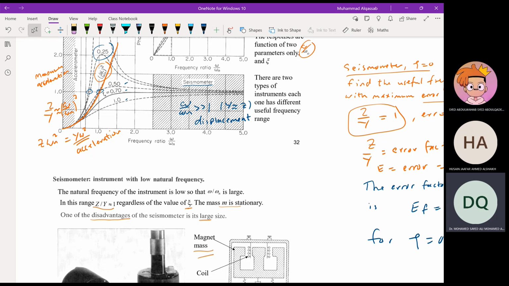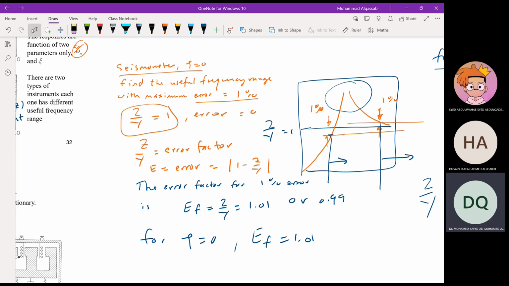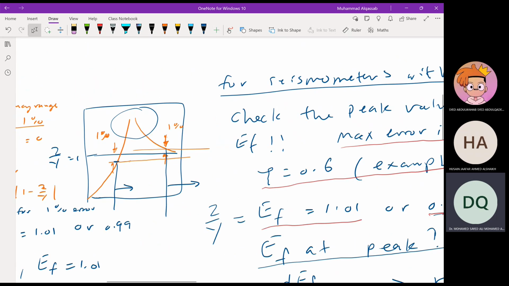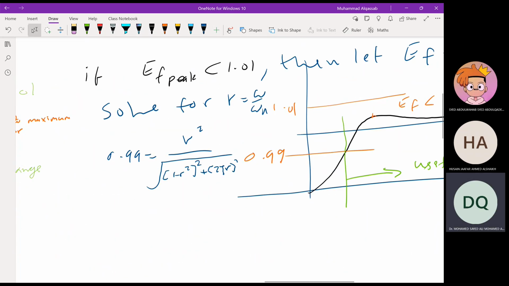If zeta is not 0, you have to figure out how much the peak is and compare the value of the error factor with the given maximum error. Okay, which is the error factor. In this example it is 1.01 or 0.99. If the maximum error is given as 2%, then you check with 1.02 or 0.98. Okay, just as another example.